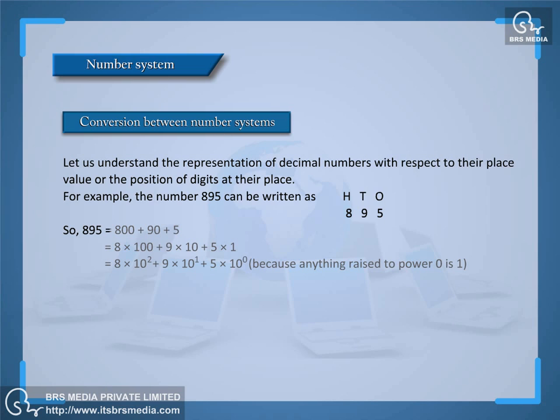So, 895 is equal to 800 plus 90 plus 5, which is equal to 8 into 100 plus 9 into 10 plus 5 into 1, which is equal to 8 into 10 raised to power 2 plus 9 into 10 raised to power 1 plus 5 into 10 raised to power 0. Because anything raised to power 0 is 1.